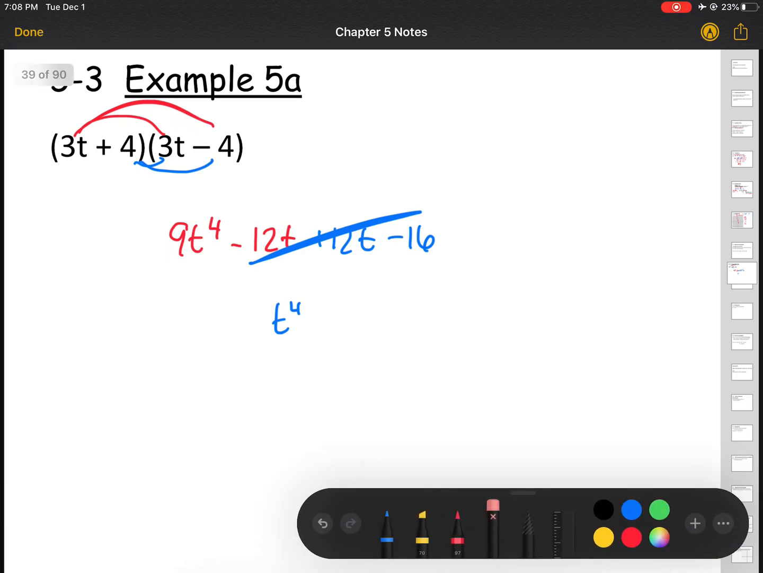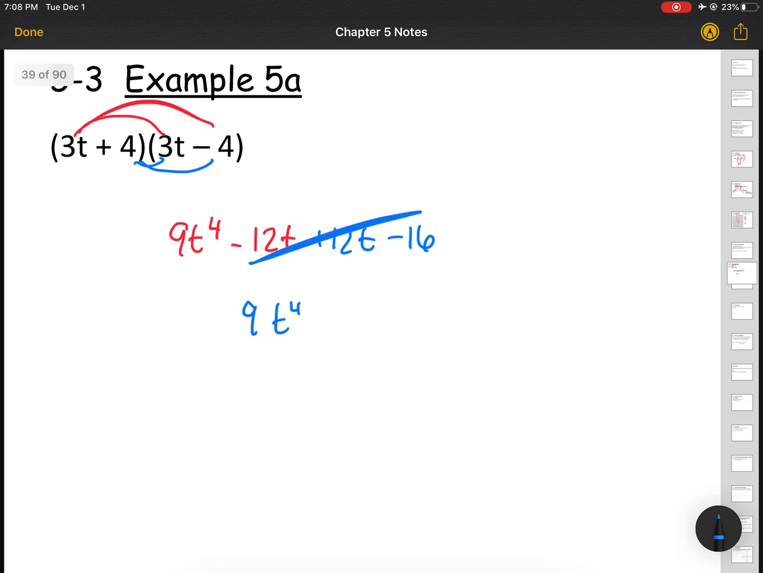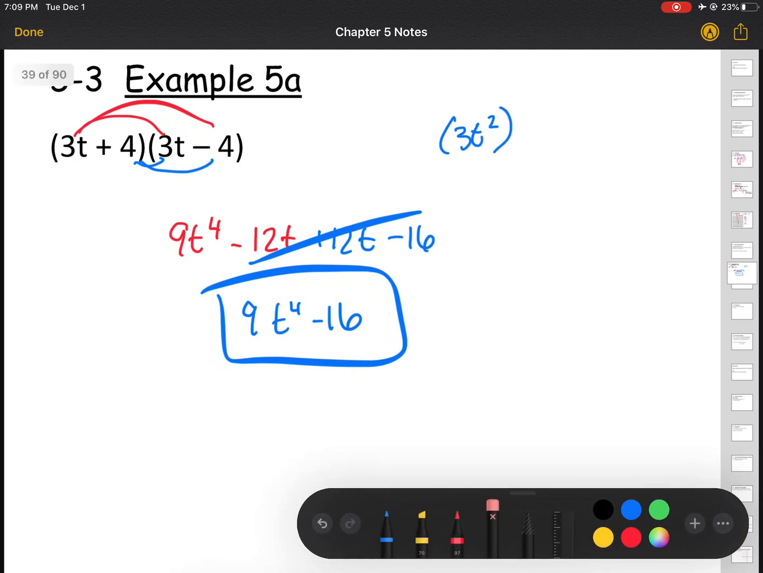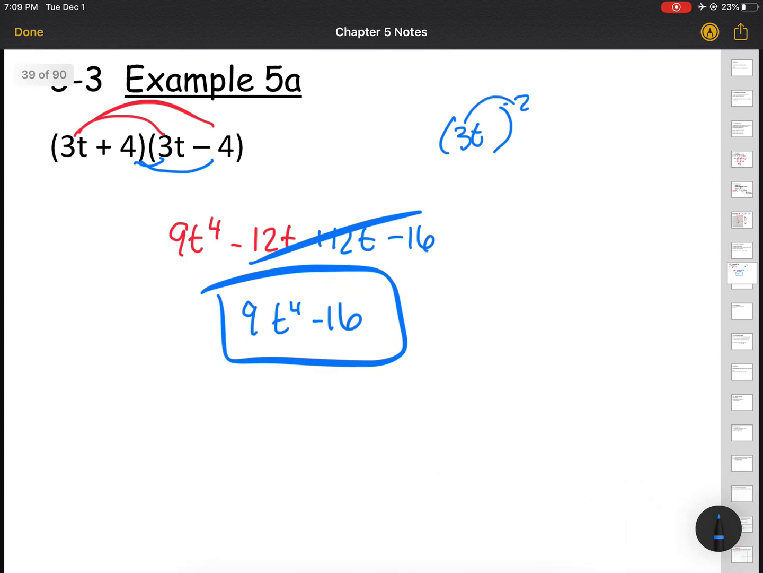9t to the fourth minus 16. So that was our first term squared, so (3t) squared. Remember, that should go on the outside and gets distributed to both of those, to the 3 and to the t, so 3 squared is 9, t squared. And then of course the second term, 4, squared is 16, and it was our difference there, always.